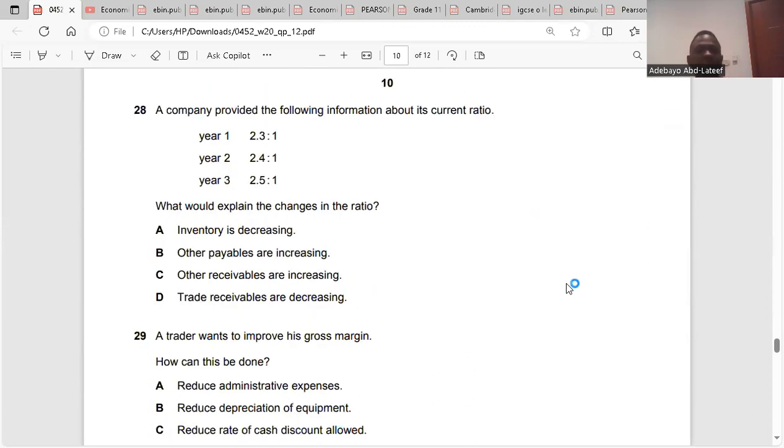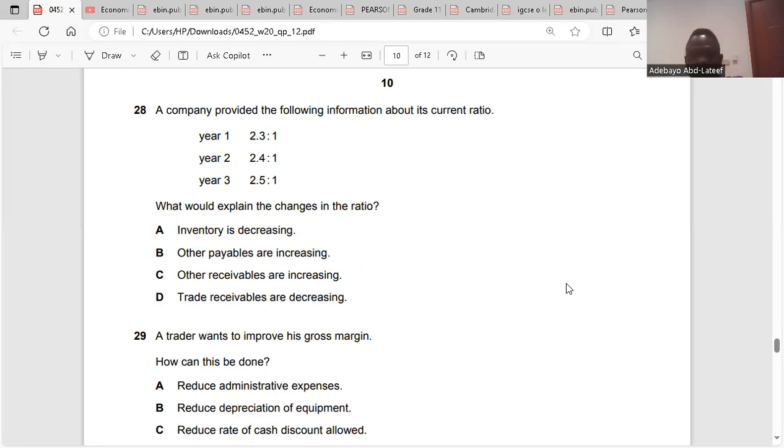For 28, a company provided the following information. The current ratio is current assets divided by current liabilities. Based on what we see here, the current ratio is increasing. If your current ratio is increasing, it means your trade receivable is increasing. So it's C.